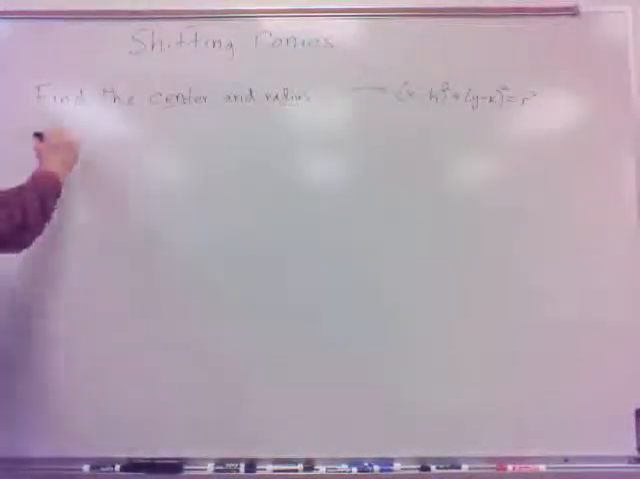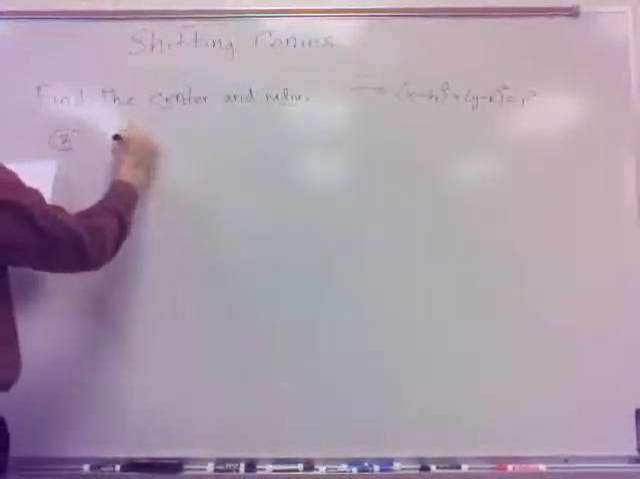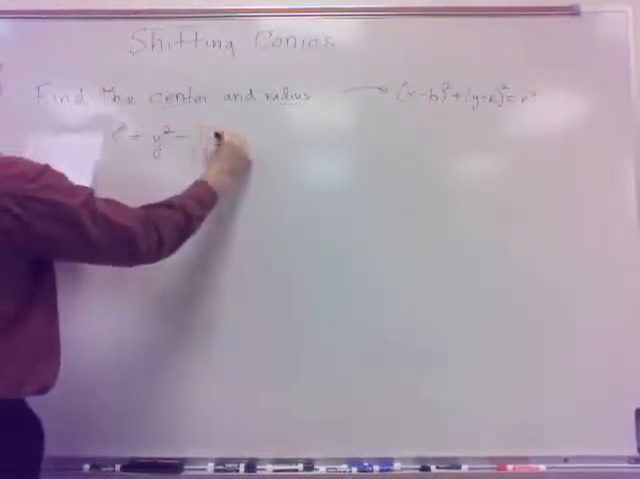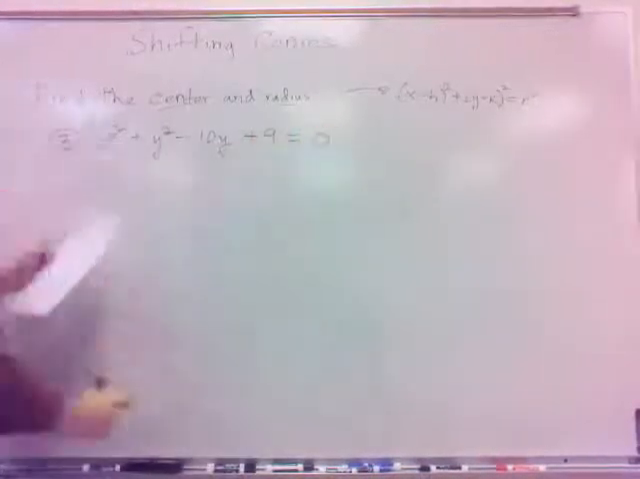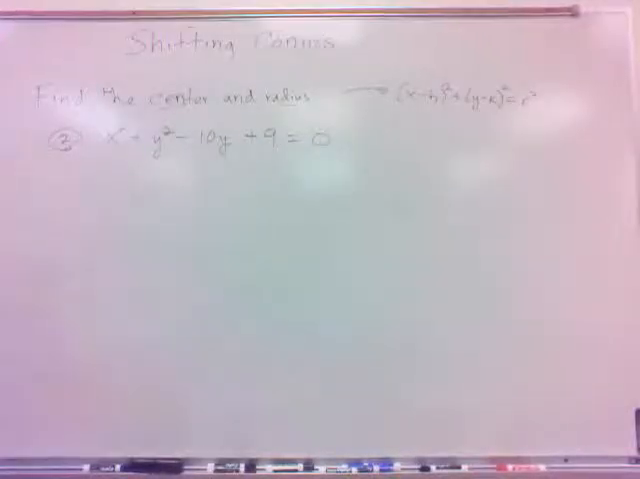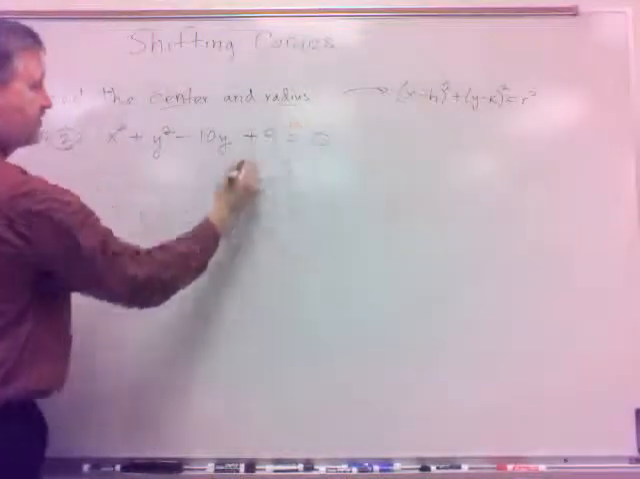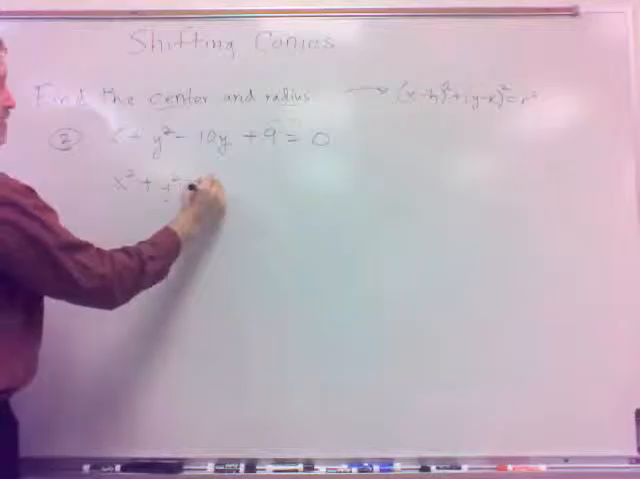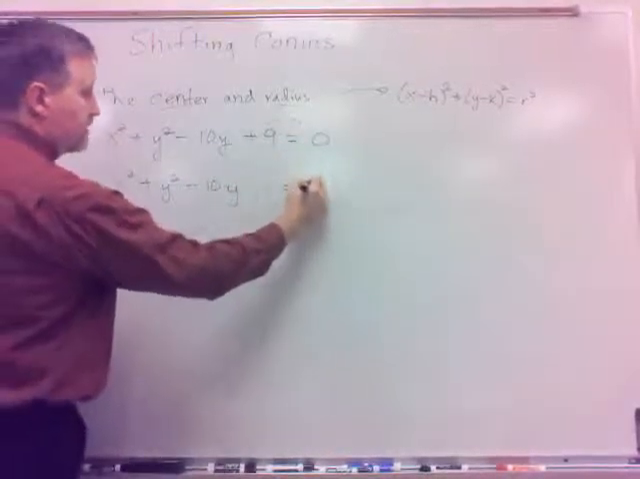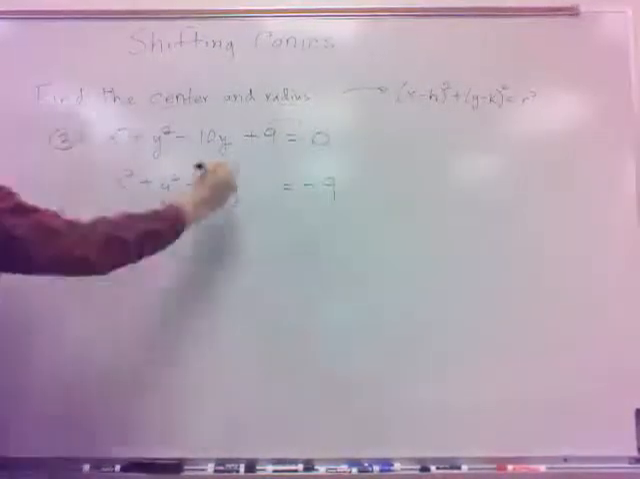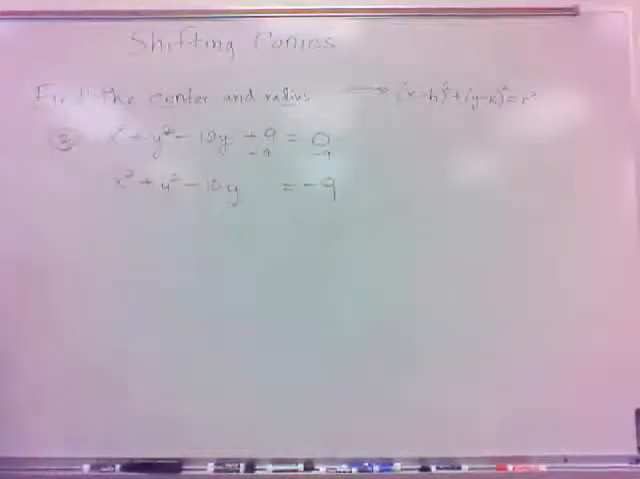Find the center and radius, number 2, of x squared plus y squared minus 10y plus 9 equals 0. Just a couple of little twists on this one. First step, yeah, I want to move this 9 over, so I get x squared plus y squared minus 10y equals, so I subtract 9, so I get negative 9 on my right side. Okay? So I'll move that over, and it is a negative 9 on that side, but that's going to work out okay here, because what am I going to do next?